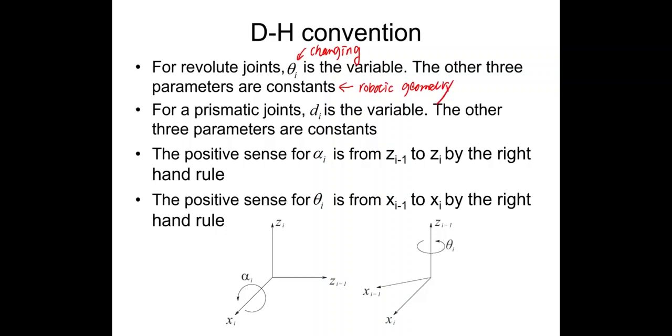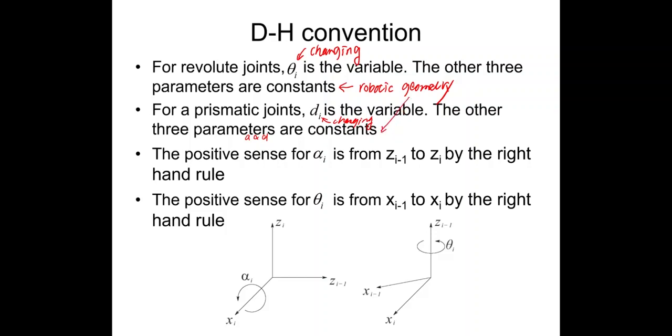And for a prismatic joint, the d_i is the variable because this is changing. For example, we can also use either a motor or another type of linear actuator to give this d_i. The other three parameters, a, alpha, and d, are constant because they're determined by the robot geometry.